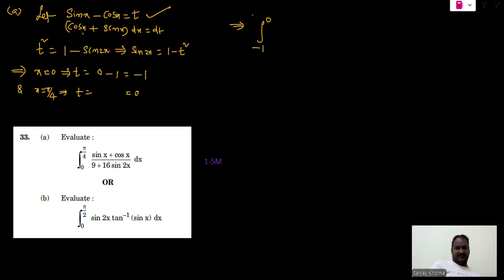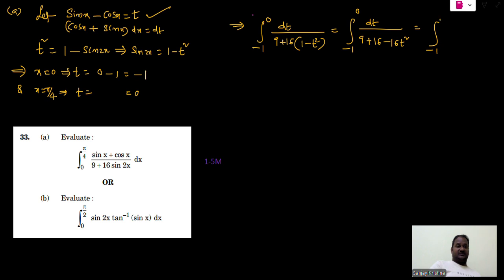Sin x plus cos x dx is going to be dt, so dt divided by 9 plus 16 times sin 2x. Sin 2x is equal to 1 minus t square, as we discussed, which is equal to integral minus 1 to 0 dt divided by 9 plus 16 into 1 is 16 minus 16 t square, which is equal to integral minus 1 to 0 dt divided by, how much is this? 9 plus 16 is 25 minus 16 t square.